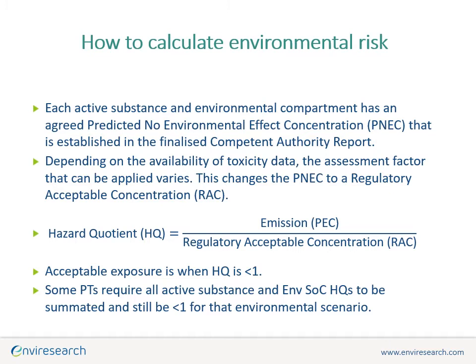So here we can see an easy calculation for working out the hazard quotient, or HQ, which is your PEC, your emission, divided by the RAC. An acceptable exposure is when your hazard quotient is less than 1. However, we must also bear in mind that some product types require that all active substances and environmental substances of concern hazard quotients are added together and still must be less than 1 for that environmental scenario.